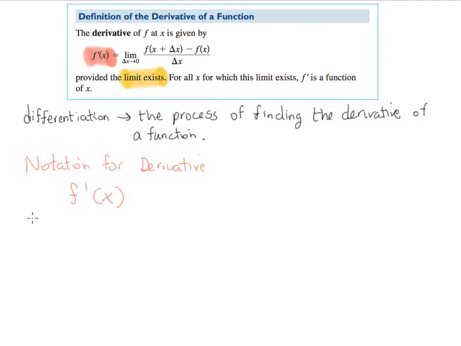f prime of x is read f prime of x. That means the derivative. A second one, you might see as dy over dx. This is also read the derivative of y with respect to x. You might also see it as y prime, or d dx of our function f of x. It can also be read, find the derivative of f of x with respect to x, or big D of x of y. Derivative of y with respect to x is how you would read that last one. So these are all notations that mean the exact same thing. That means the derivative.